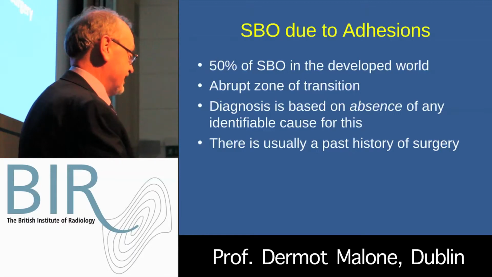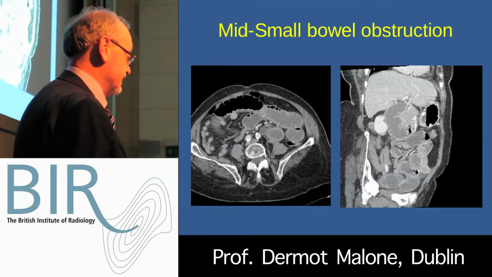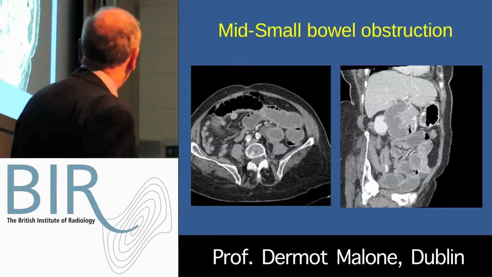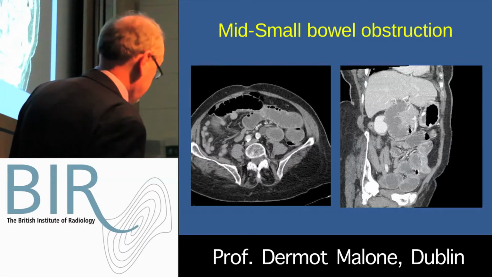Those adhesions are like that, you don't see them. There's usually a past history of surgery. This is a fairly classical and undoubted abrupt sort of transition from an adhesive band in the axial and in the coronal plane.